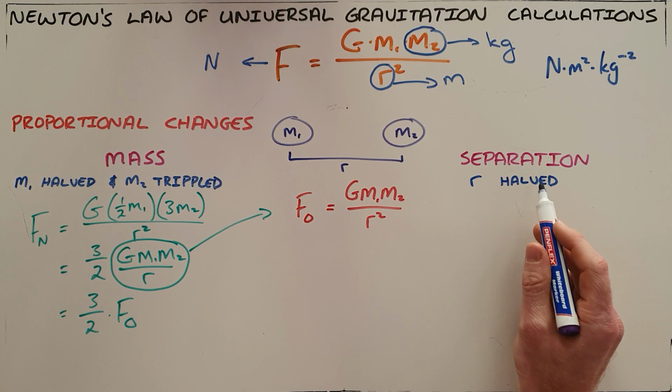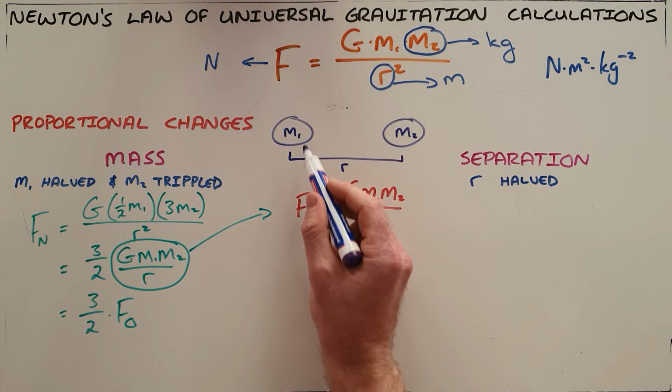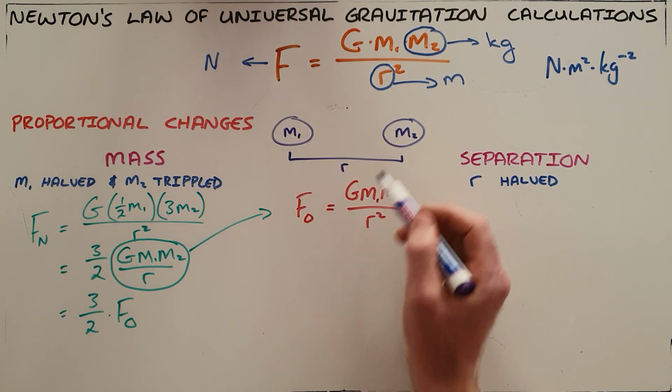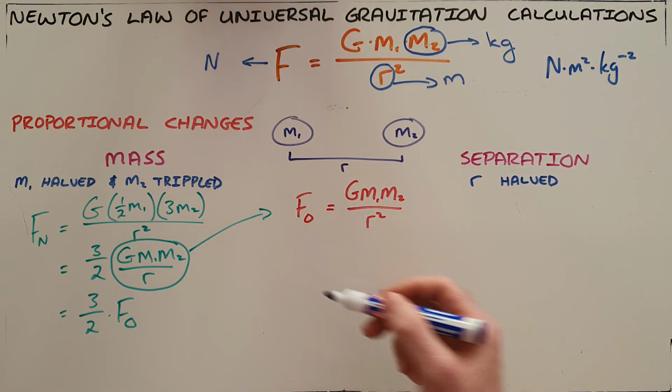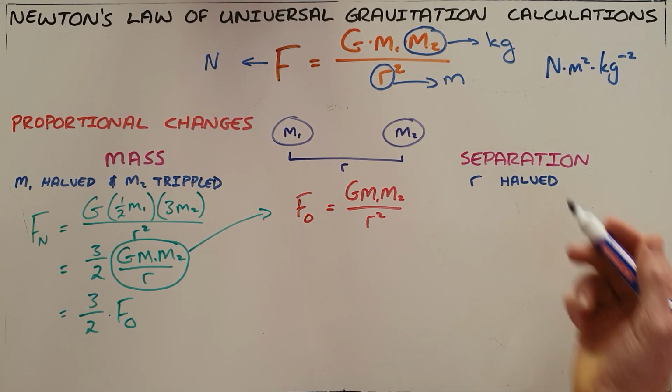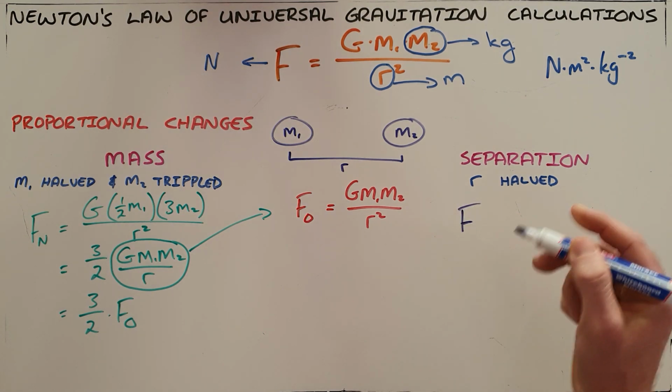The second and slightly more complicated change is a separation change. So now what they say is that these two objects, once again originally a distance r apart, with masses m1 and m2, have a force F0. Calculate the new force if the distance between their centers is halved. And you follow the same setup.